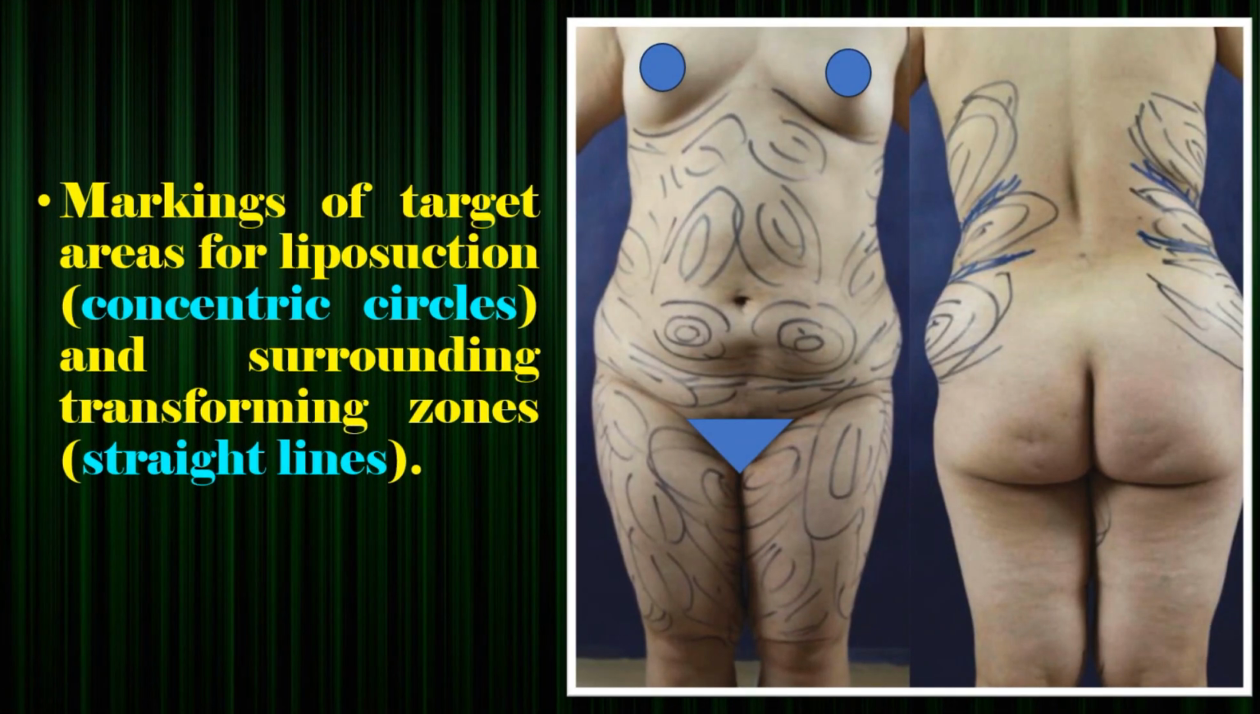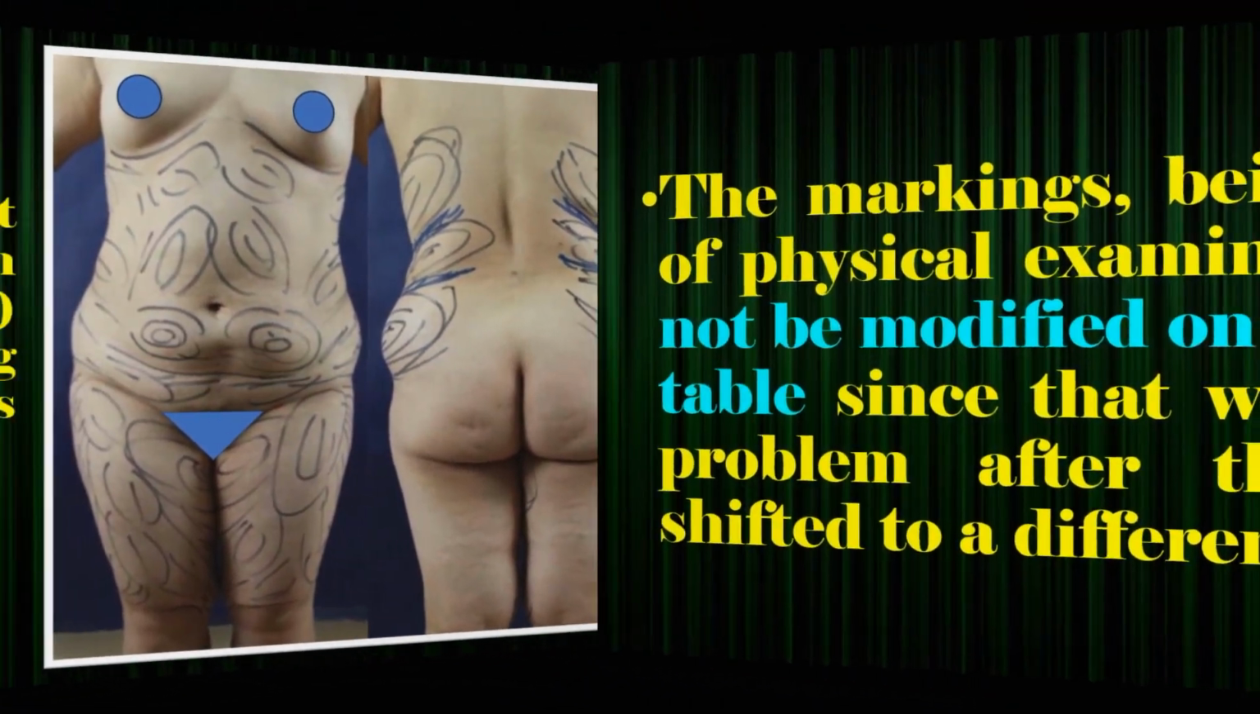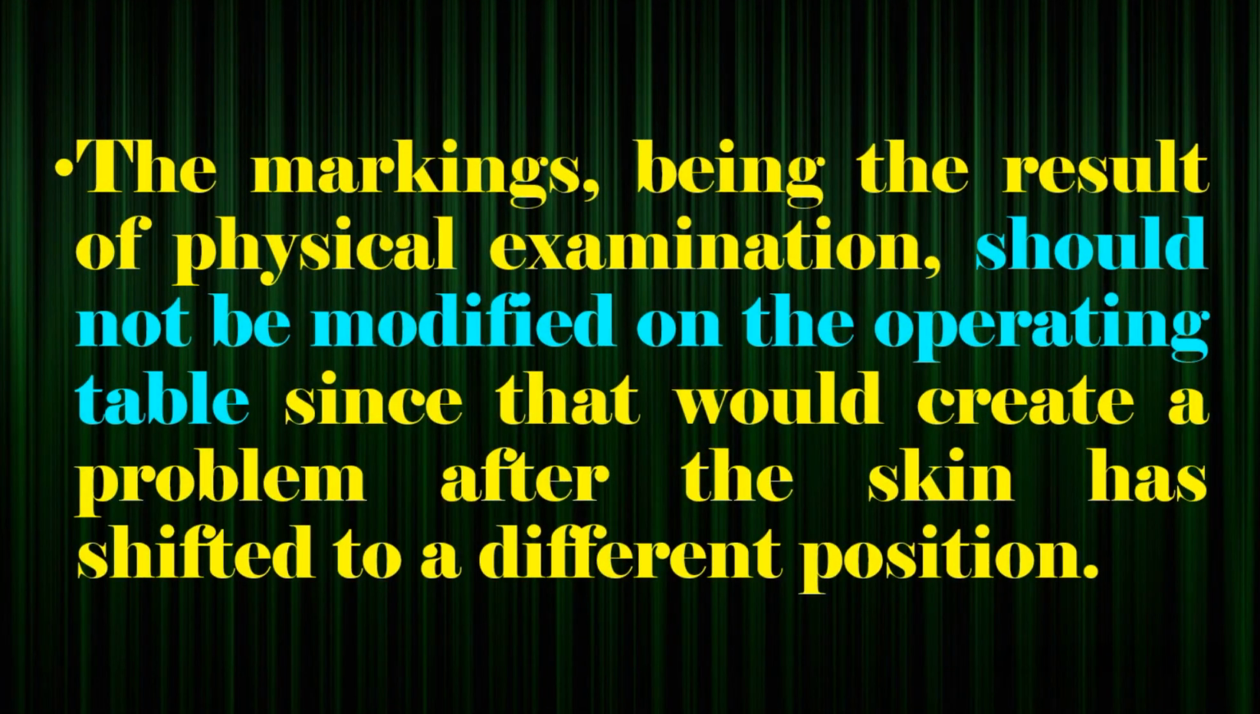Markings of target areas for liposuction, concentric circles, and surrounding transforming zones, straight lines. The markings, being the result of physical examination, should not be modified on the operating table since that would create a problem after the skin has shifted to a different position.